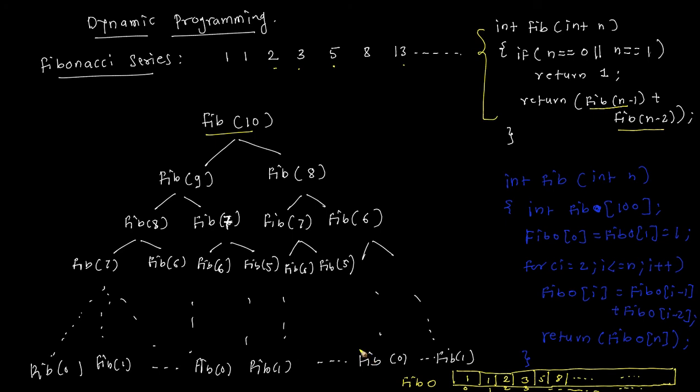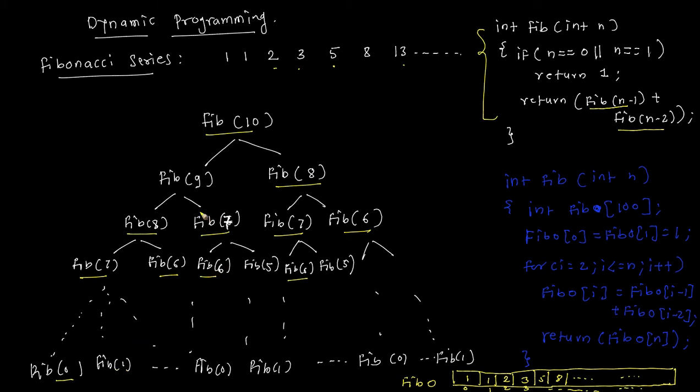The point to note here is, if you look at the calls, there are many redundant calls. For example, you are generating fib of 8 here as well as here. You are generating fib of 7 here, here, here, again fib of 6 here, here, here, in many places. And at the leaves, you have many redundant calls, fib of 0, fib of 1, fib of 0, fib of 1.